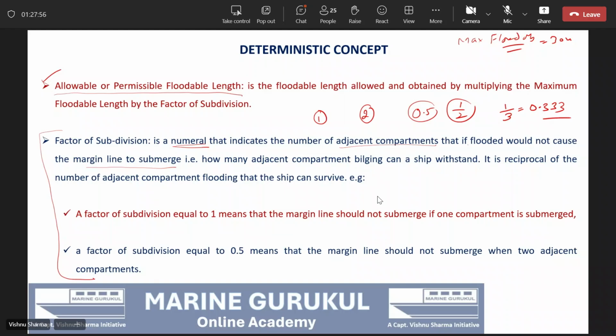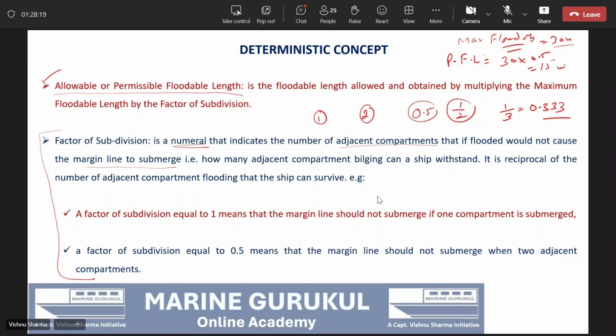Now, if the factor of subdivision is 1, then the permissible floodable length will also become 30 meters. You can have a spacing of 30 meters between the bulkheads. But if the factor of subdivision is 0.5, then your permissible floodable length will be equal to 30 into 0.5, that is 15 meters. Why?